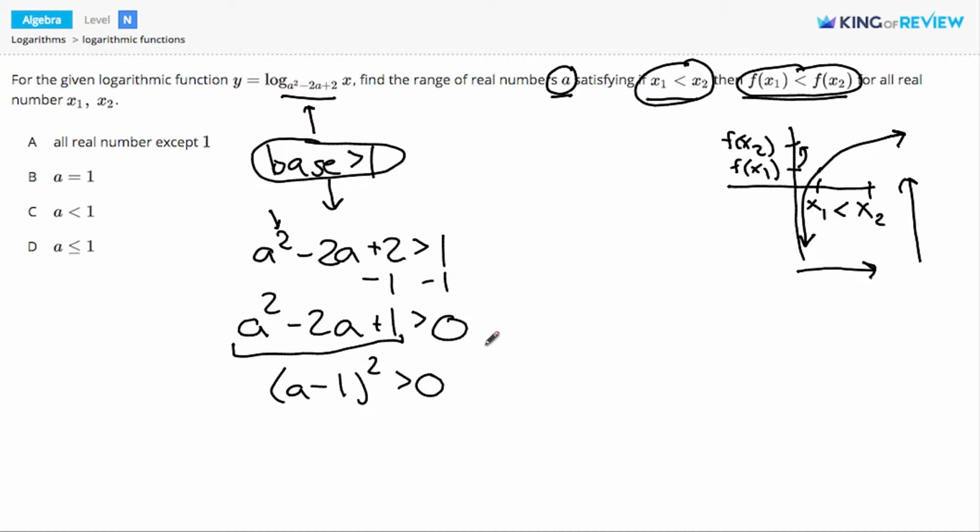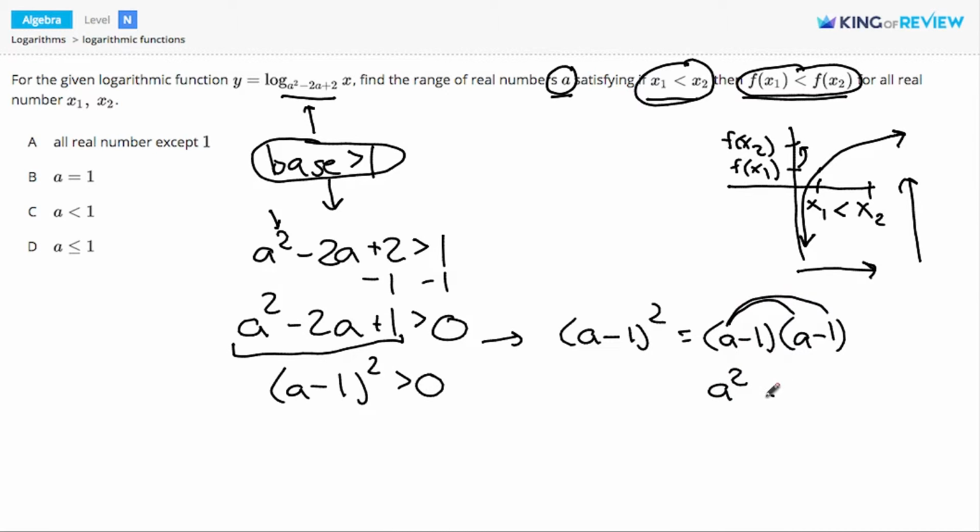And that's because if you do a minus 1 squared, that's the same thing as doing a minus 1 times a minus 1. If we use the distributive property, we distribute a times a is a squared, a times negative 1 is negative a. And then if we distribute negative 1, we have negative 1 times a is negative a. Negative 1 times negative 1 is positive 1. Combining the two like terms gives us a squared minus 2a plus 1, which is exactly what we started with. So, we know that it can factor into a minus 1 squared, and that has to be greater than 0.